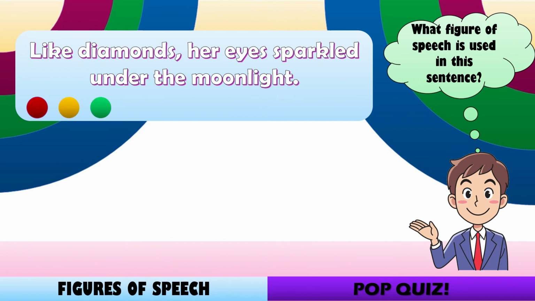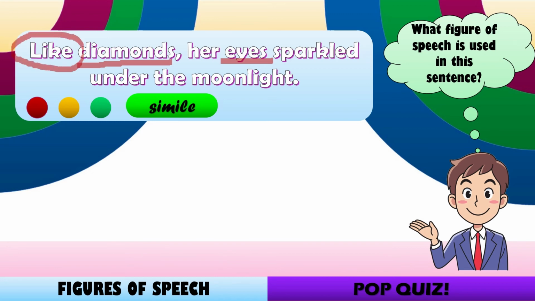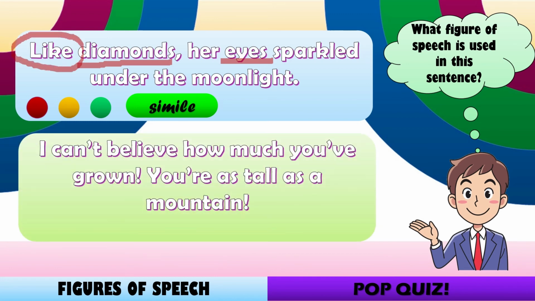Time is up. The answer is a simile. Again, this aims to compare two objects, which would be diamonds and the eyes. This is a simile because we use the expression or the word like. And lastly, I can't believe how much you've grown. You're as tall as a mountain.